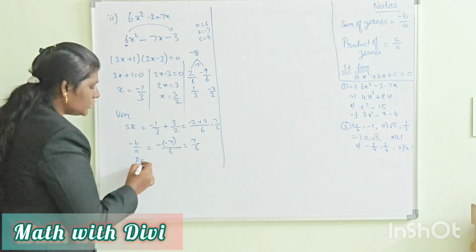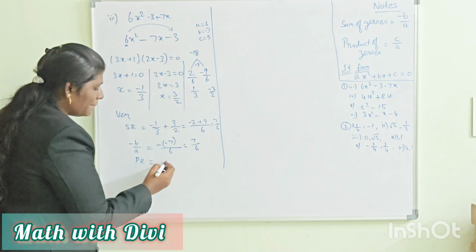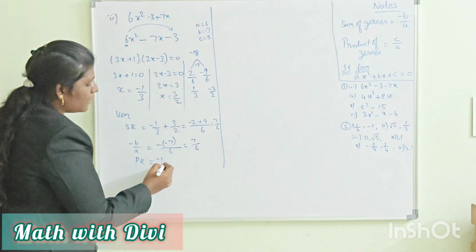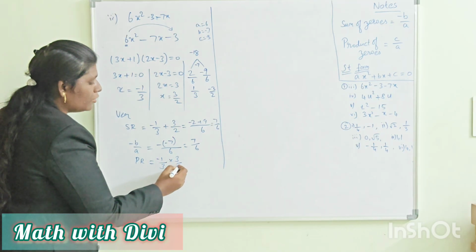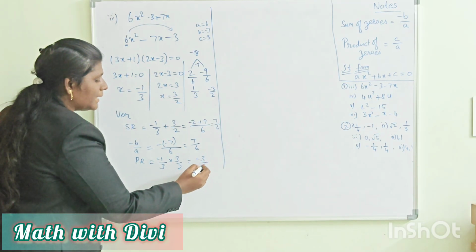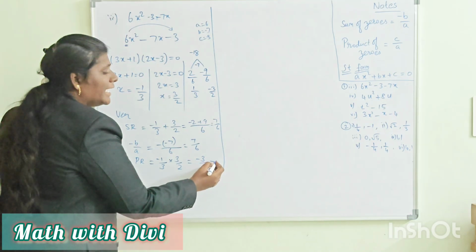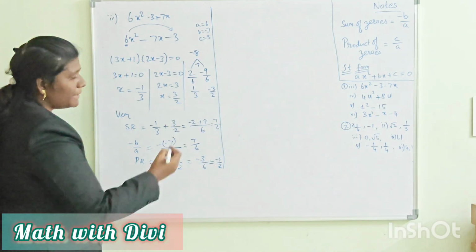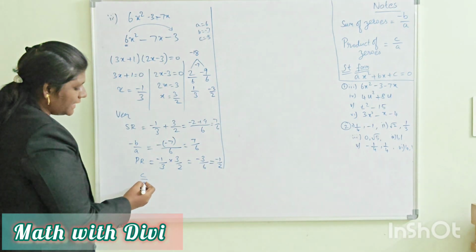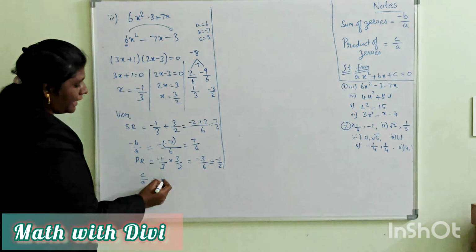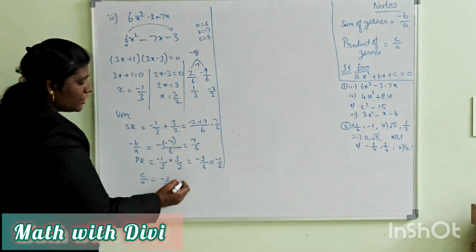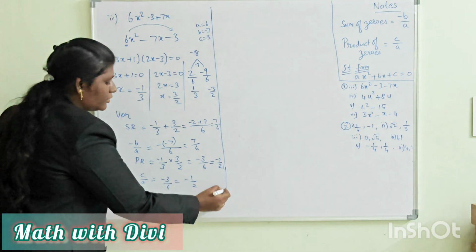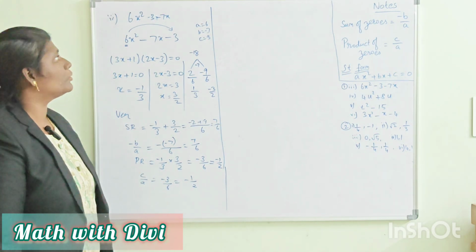Product of zeros we have to multiply. So minus 1 by 3 into 3 by 2, which is equal to minus 3 by 6. If we cancel, it is minus 1 by 2. Similarly, the product of zeros is c by a. What is c? Minus 3 by 6. So if we cancel, minus 1 by 2, hence verified. This is how we have to verify, right?